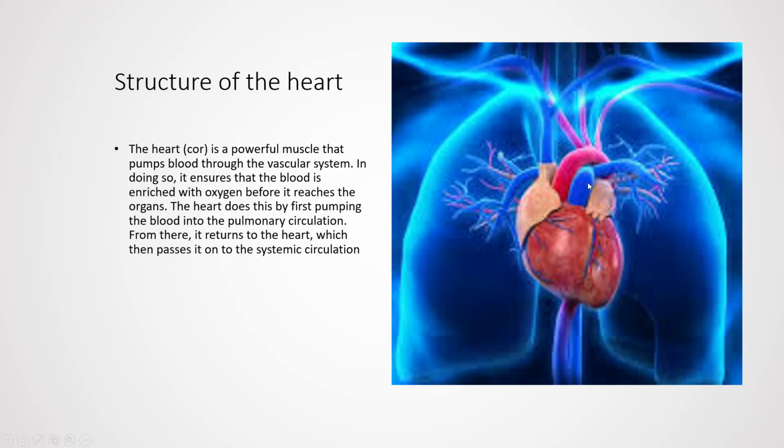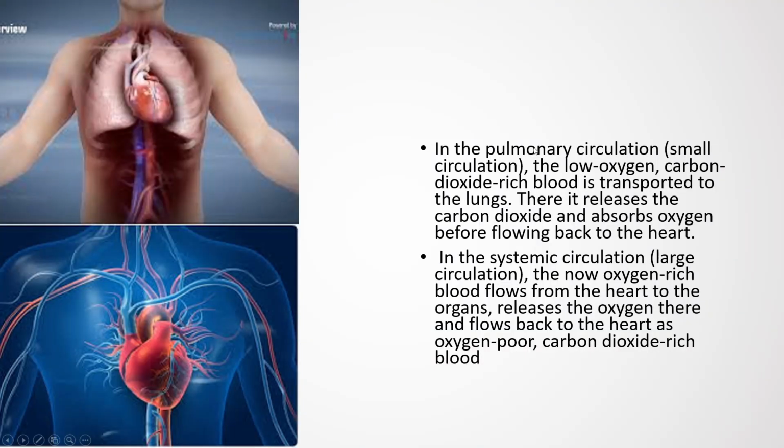Here we see the pulmonary trunk, and here the aorta and the vena cava superior, and the vena cava inferior should be down here. In the pulmonary circulation, also called small circulation, the low oxygen, carbon dioxide rich blood is transported to the lungs. There it releases the carbon dioxide and absorbs oxygen before flowing back to the heart.